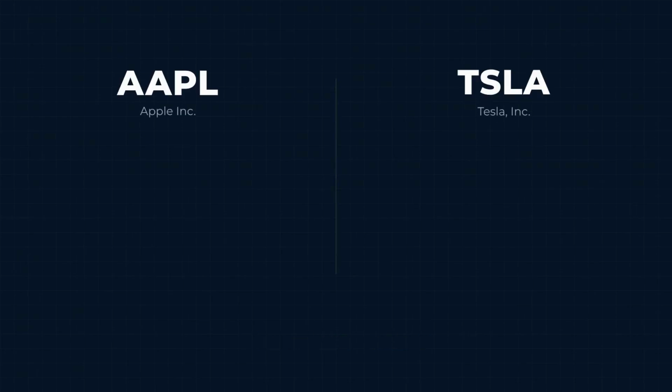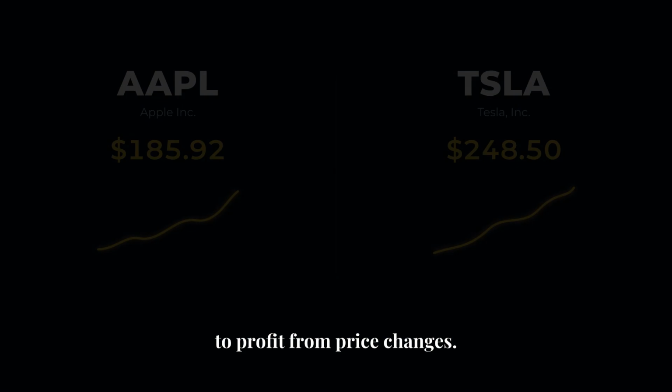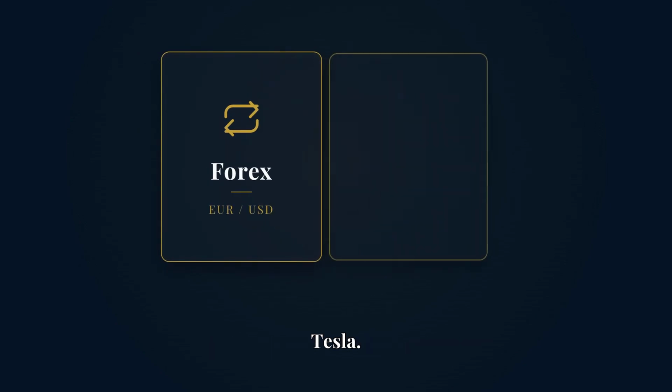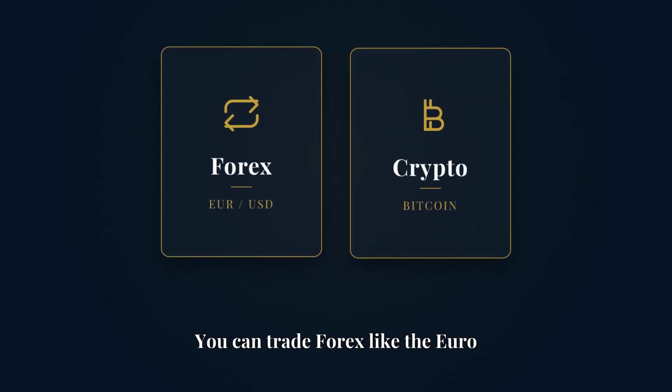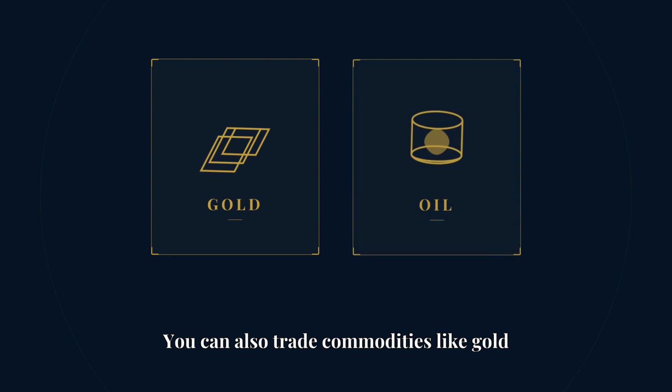First, what is trading? Trading means buying and selling financial assets to profit from price changes. You can trade stocks like Apple or Tesla. You can trade Forex like the euro against the US dollar. You can trade crypto like Bitcoin or Ethereum. You can also trade commodities like gold and oil.